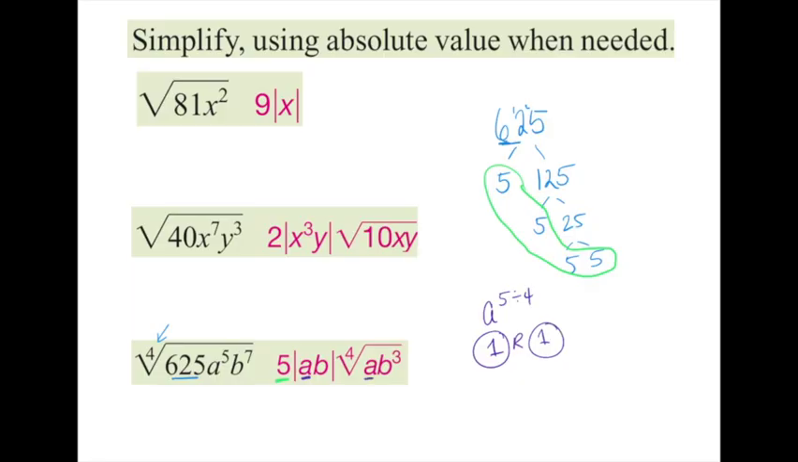And then I'm going to do the same thing with my b's. I have b to the 7 divided by 4. That is 1 with the remainder of 3. So I have 1b that stays out. That's where that comes from. 3 b's stay in. That's where that comes from. Because it was an even root 4, and I had variables with an odd power, those both had to be in absolute values.